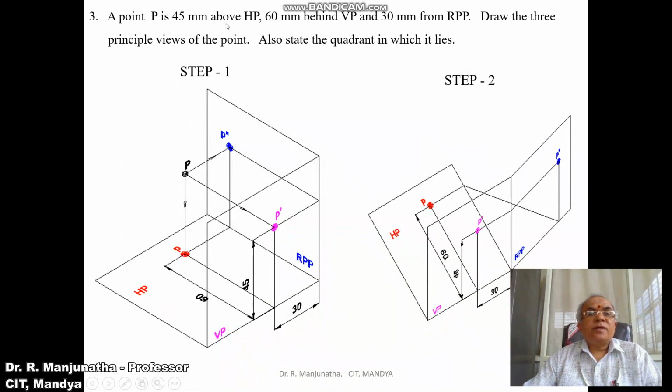Point P is 45 mm above HP, 60 mm behind VP, and 30 mm from RPP. Draw the three principal views of the point. Also, state the quadrant in which it lies.